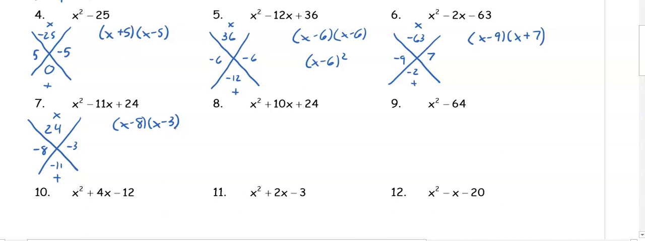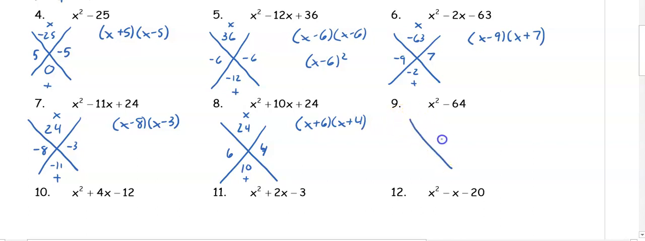In number 8, we have x squared plus 10x plus 24. So we want two numbers that multiply to 24 and add to 10. So we want two positive numbers. So those could be 6 and 4. So we would have x plus 6 and x plus 4. Remember, there's always only going to be one combination that works.